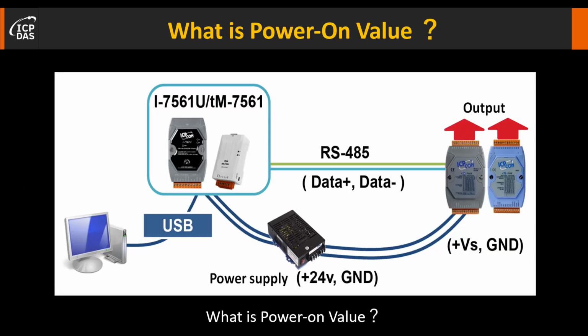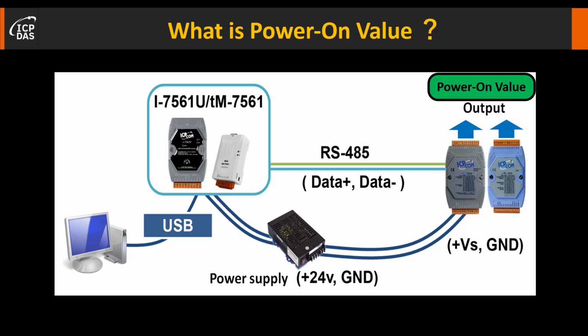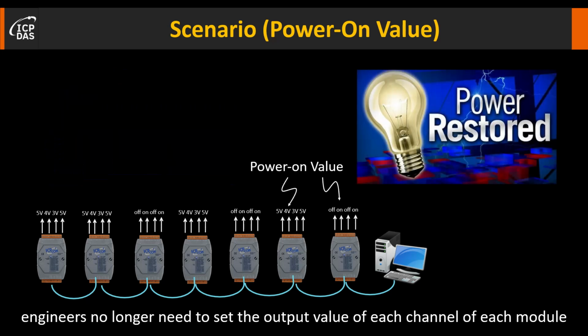What is power on value? The preset value of the I/O channel output each time the module is powered on. The scenario: when power is restored after a power outage, engineers no longer need to set the output value of each channel of each module.